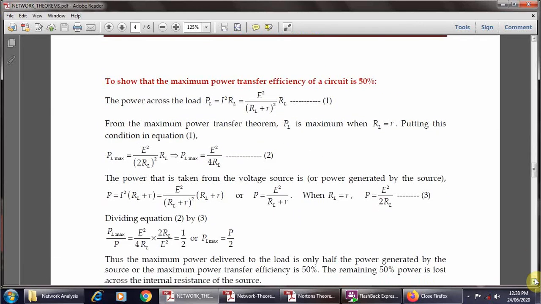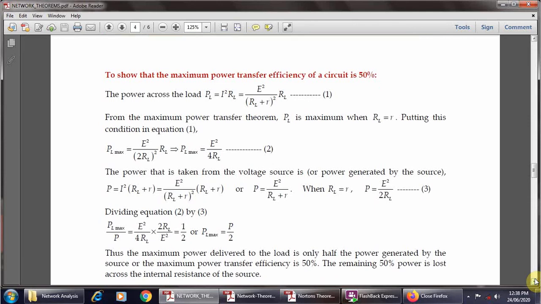See, in the next case we observe that to show the maximum power transfer efficiency, if the circuit is given the efficiency of 50%, then the power across the load PL is equal to I square RL, which is equal to E square into RL upon RL plus R square. This is equation number 1. From the maximum power transfer theorem, when the load resistance is equal to the internal resistance, both being equal, then and only then is the maximum power delivered to the load. Putting this condition in equation number 1, RL is equal to R, we substitute it in equation number 1.